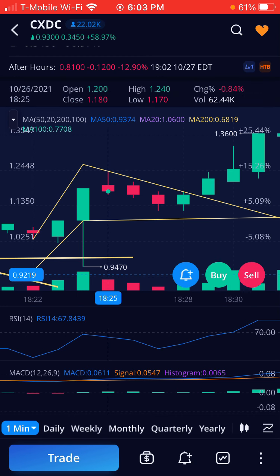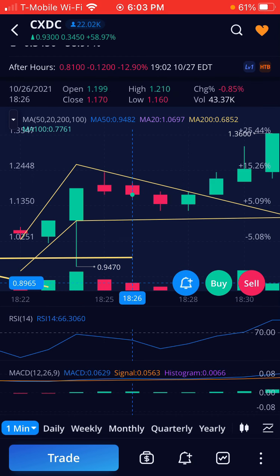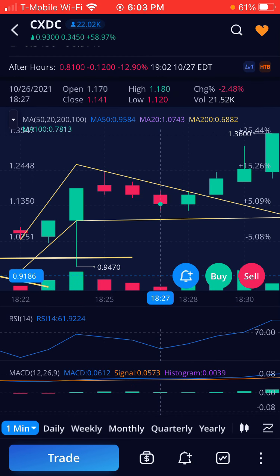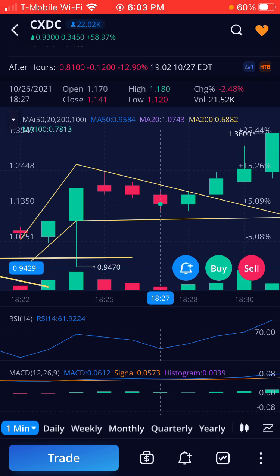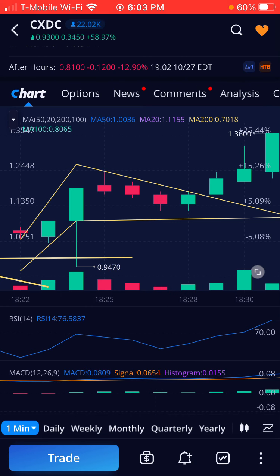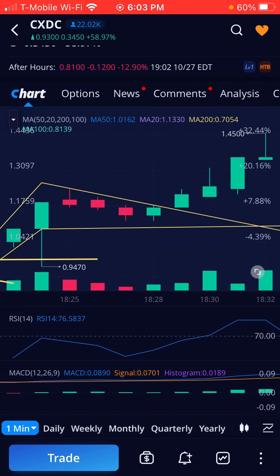Then it breaks up. It tries to test the resistance, fails. Tries to test resistance, fails. Comes back down to the middle. Gets kind of close and levels out right here near the support and near the resistance. But you're looking at the upside of the bull flag, which is exactly what you want.